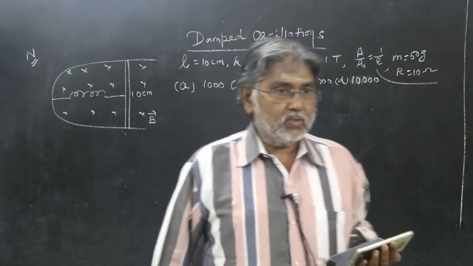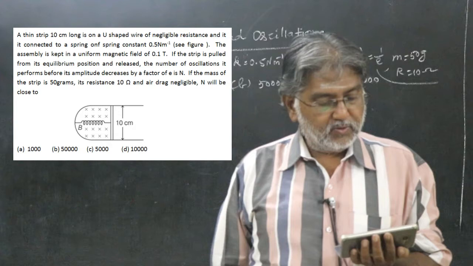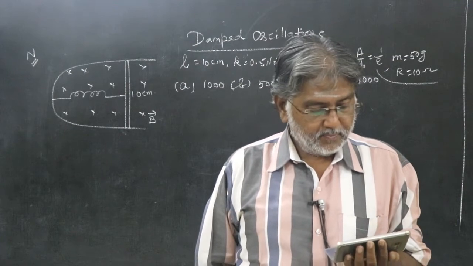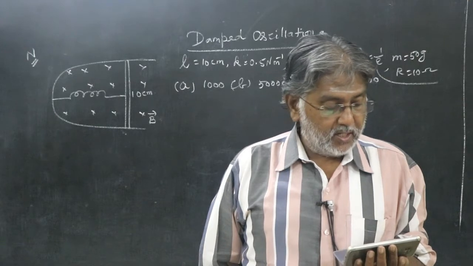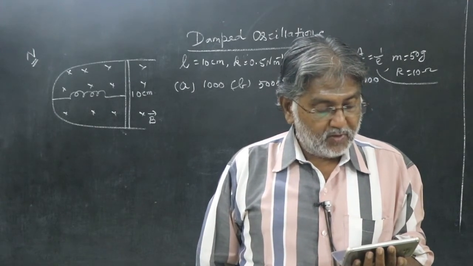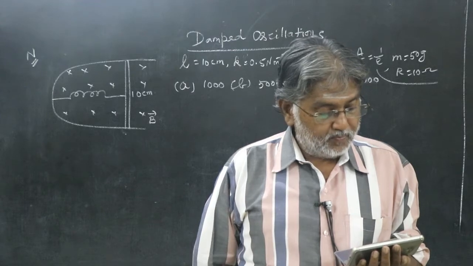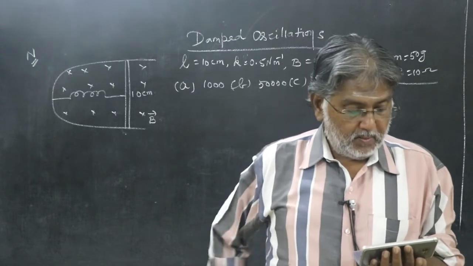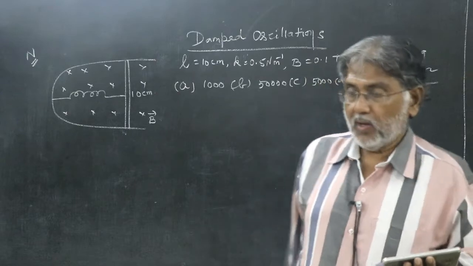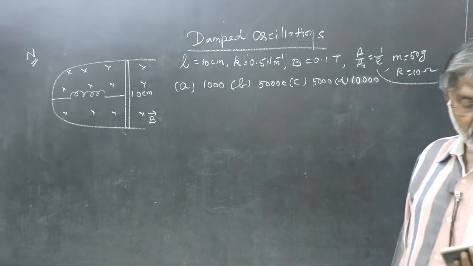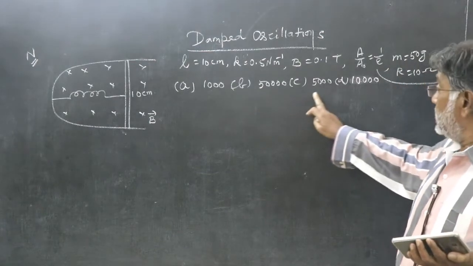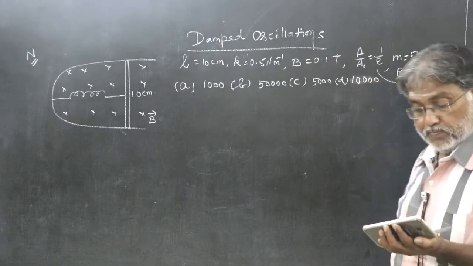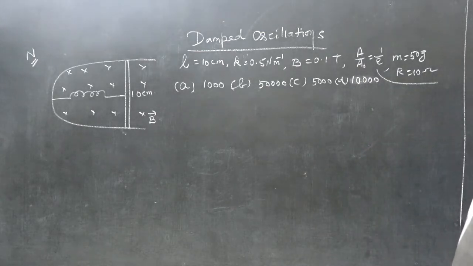Before its amplitude becomes e times less. Its amplitude decreases by a factor of e is N. If the mass of the strip is 50 grams, its resistance 10 ohm and air drag negligible, N will be close to. You are given 4 options. Option A 1000, B 50,000, C 5,000, D 10,000.